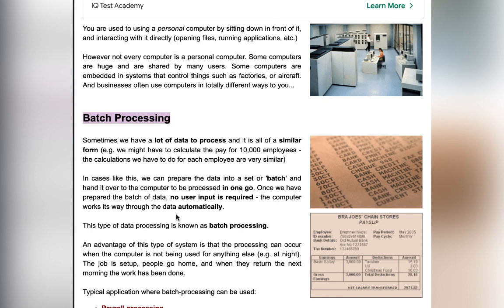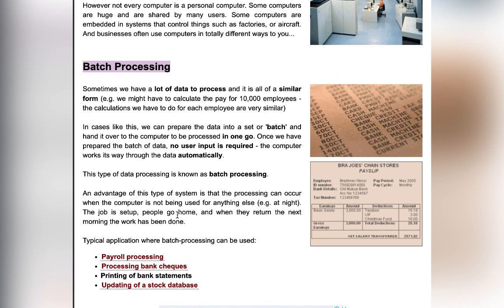We can prepare the data into a set or a batch and hand it over to the computer to process it for us at a go. The computer will process this information and pay the staff at one time. Once we have prepared the batch of data, no user input is required for it to be processed. The computer works its way through and processes this data automatically. This kind of processing of large information at one time is called batch processing.